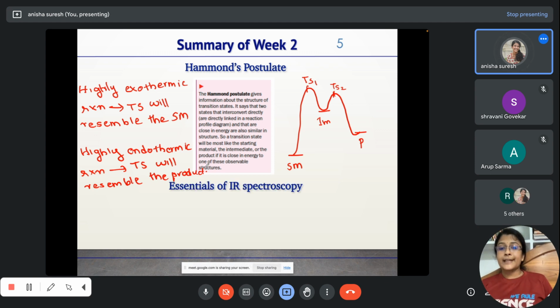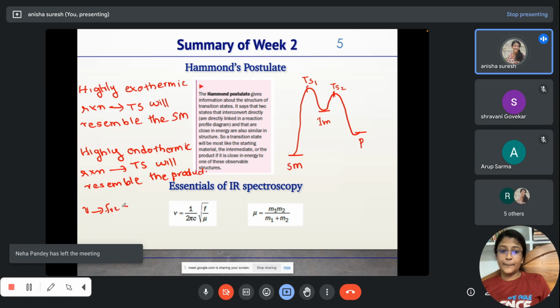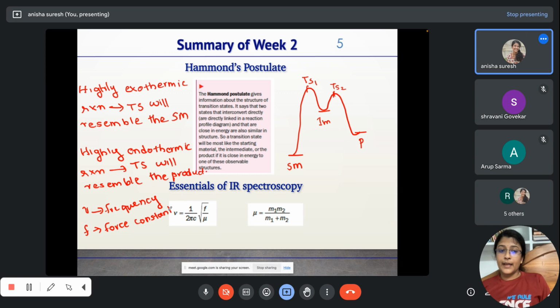Then finally, essentials of IR spectroscopy was discussed in the last lecture. The main equation used here is nu equal to 1 by 2 pi c root of f by mu, where mu equal to the reduced mass, denoted by m1 m2 divided by m1 plus m2. Here nu is the frequency, f is the force constant, and mu is the reduced mass.